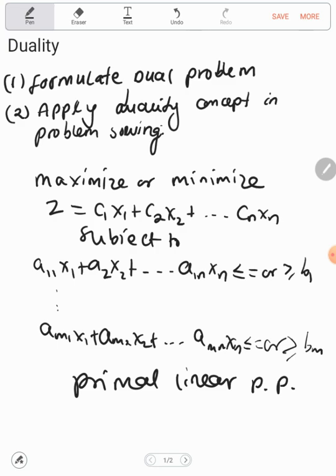First of all, you have to formulate a dual problem, then you have to apply the duality concept in problem solving. So what you can see here is just the general format of a primal linear programming problem. This is what we've been dealing with. You can be given a maximization or minimization problem. You know that this is the objective function and these are your constraints. Your constraints can have a less than or equal to sign, an equal to sign, or a greater than or equal to sign.